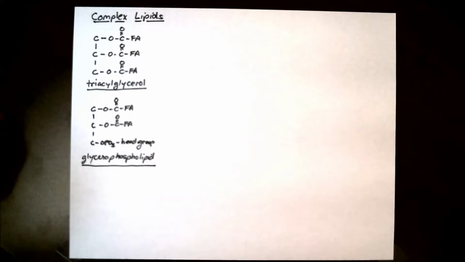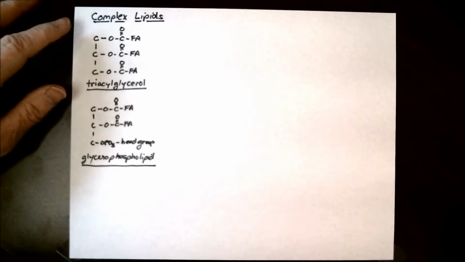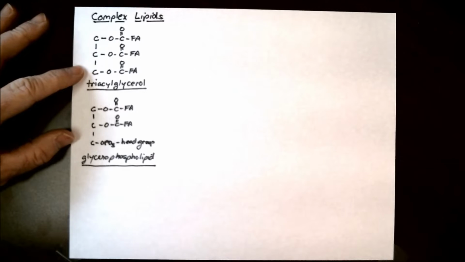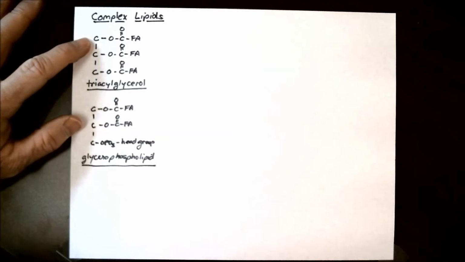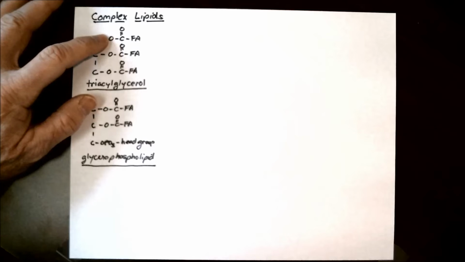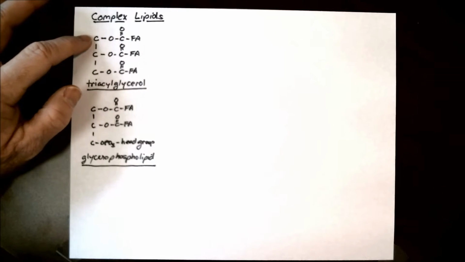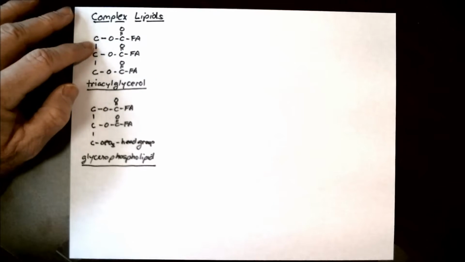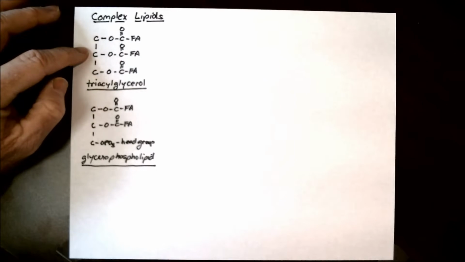In this session, we're going to be talking about complex lipids. And the two primary complex lipids we'll talk about are the triacylglycerol structure, which is our glycerol backbone with three fatty acids linked to the carbons of the glycerol backbone in an ester linkage.